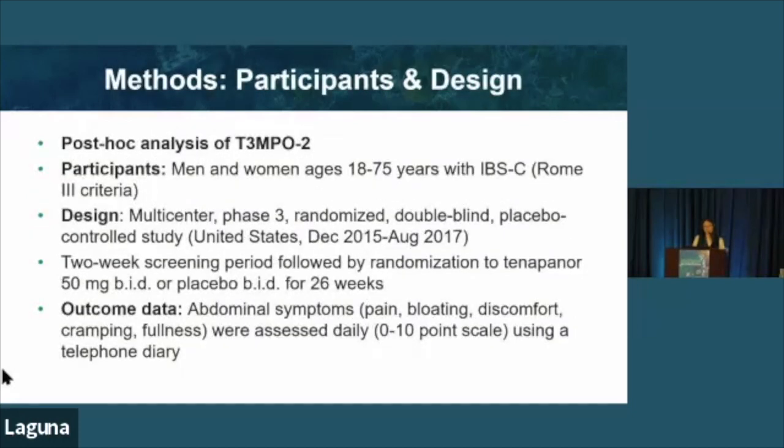In the original clinical trial, participants included men and women ages 18 to 75 with IBS-C, according to Rome 3 criteria. It was a multi-center phase 3 trial, a randomized double-blind placebo-controlled study. The study design included a 2-week screening period followed by randomization to either tenapanor or placebo treatment for a total duration of 26 weeks. And the outcome data specifically for this analysis was abdominal symptoms, including pain, bloating, discomfort, cramping, and fullness, using a 0 to 10 point scale.